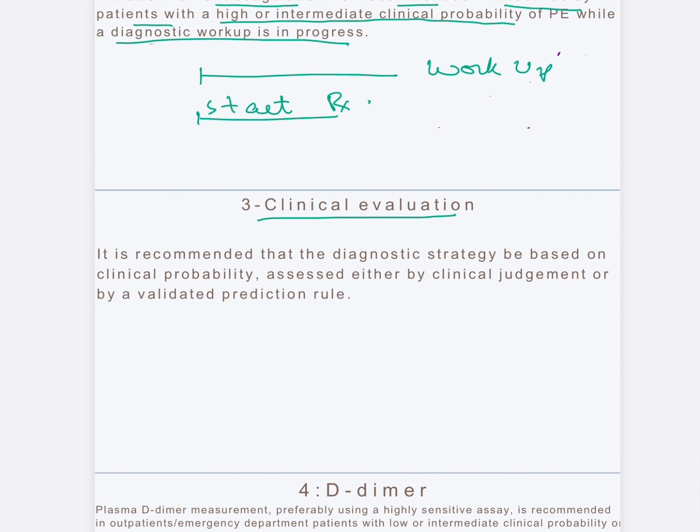Clinical evaluation. It is recommended that the diagnostic strategy be based on clinical probability, assessed either by clinical judgment or a validated prediction rule. We will discuss later what clinical probability is and how it is divided into high, intermediate-high, intermediate-low, and low clinical probability, and what the validated prediction rules or scores are which help in diagnosing PE.